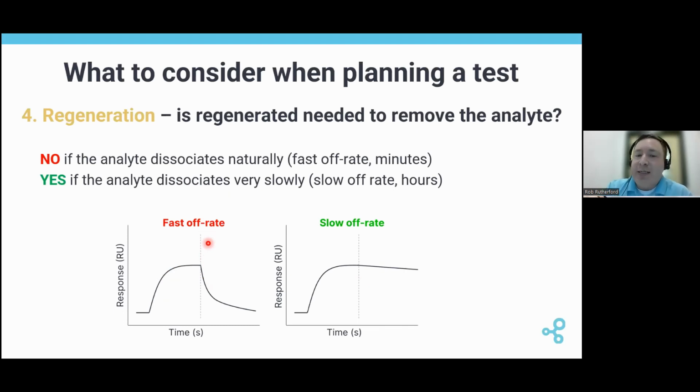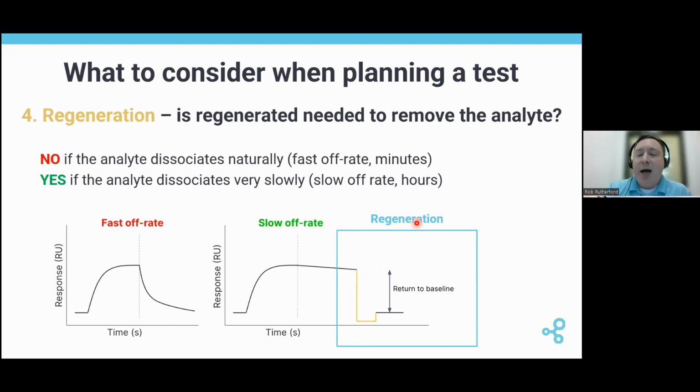If you have something like this, you can wait until you have natural dissociation. 100% natural dissociation might take 5 minutes or so, which is not that long to wait between injections. However, if you have a high affinity system, such as the right-hand side of this slide, where after the active injection ends, you don't see much dissociation at all, it doesn't make sense to sit and wait for 10 hours between injections until your analyte naturally dissociates off. If you have a slow off rate, this is where we would suggest initiating a regeneration injection in order to speed up the time that you have to wait.